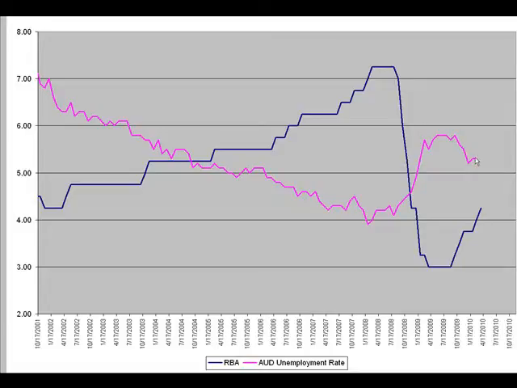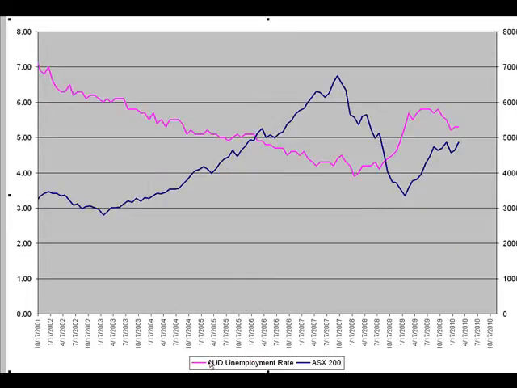If we see unemployment continue to fall, maybe back down to historic levels near the 4% area, we would likely expect the Reserve Bank of Australia to continue to raise rates. Why is this important? With the anticipation of higher interest rates in Australia, we would likely see strength in the Australian dollar. The next chart shows us the violet line, Australian unemployment rate, currently again 5.3%.